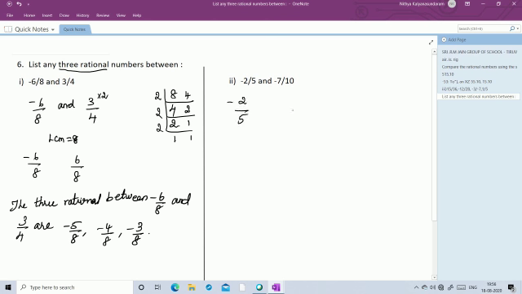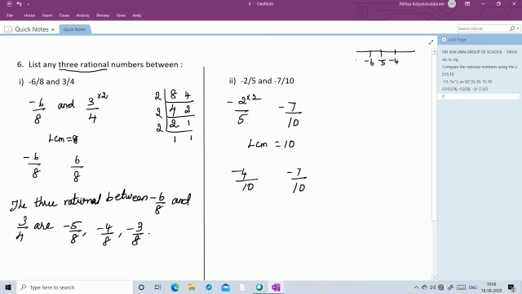Second question, minus 2 by 5 and minus 7 by 10. Here also the denominators are different, so take the LCM. The LCM of 5 and 10 is 10. So multiply with 2: minus 4 by 10 and minus 7 by 10. In between 4 and 7 we have minus 4, minus 5, minus 6, minus 7. So we have only 2 rational numbers.